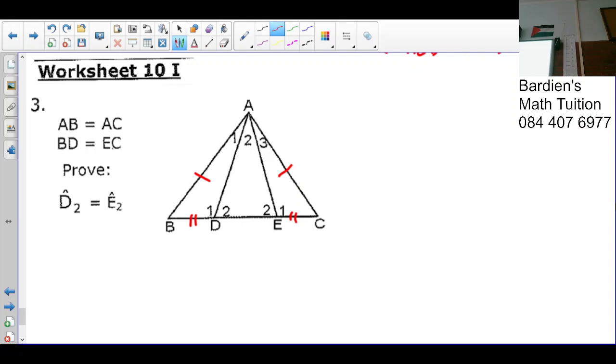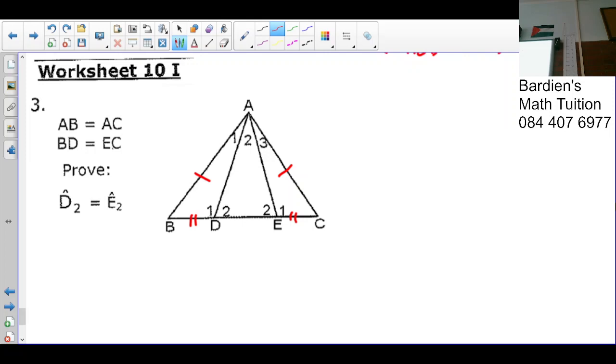People, if D2 was equal to E2, what could you have concluded? That the line AD would have been equal to line AE. Why? Angles opposite equal sides. Now to prove that those angles are equal, we now prove that the sides AD is equal to AE. Makes sense? Right, how are we going to do that? By using congruency.